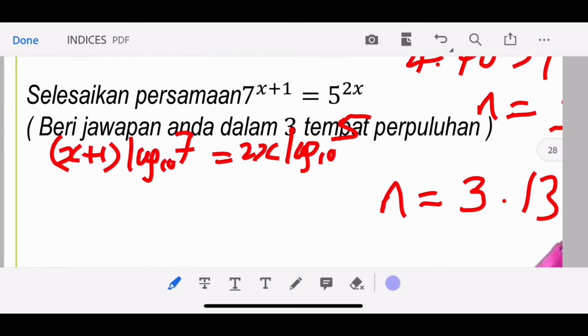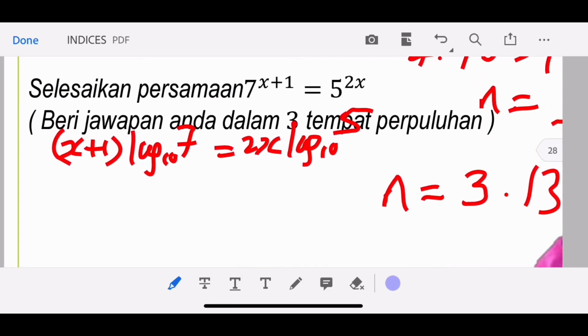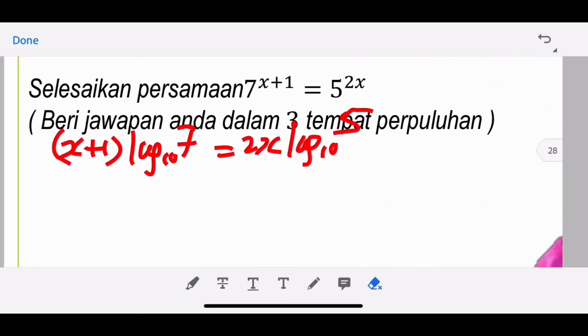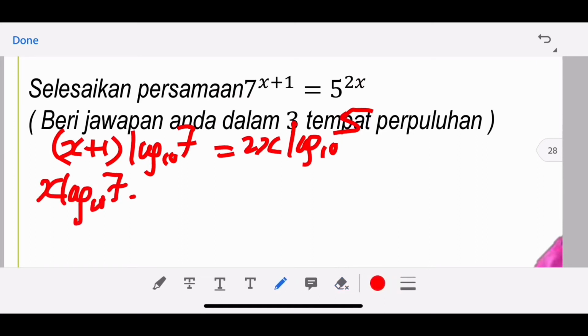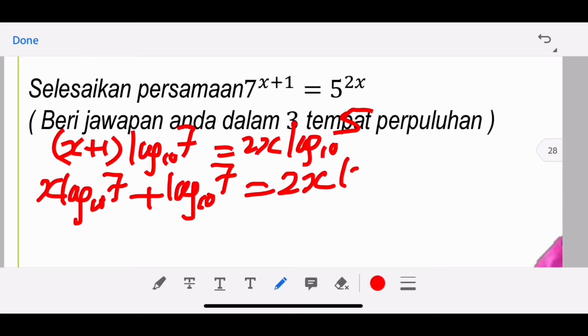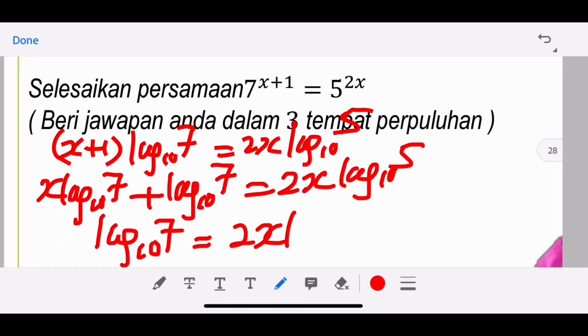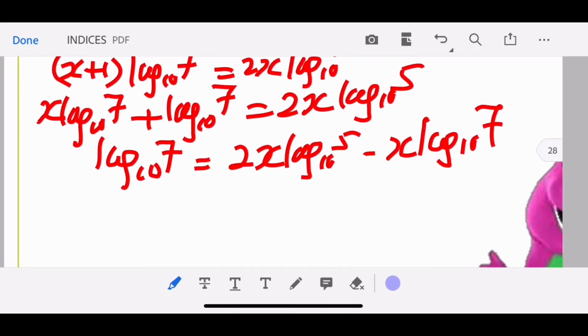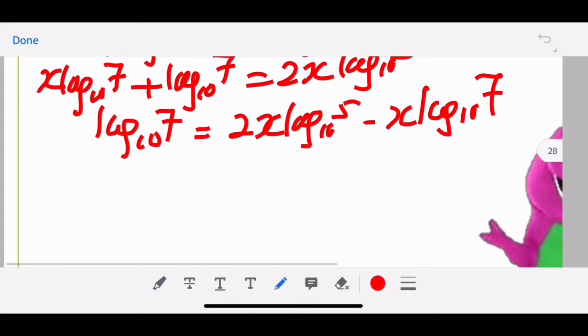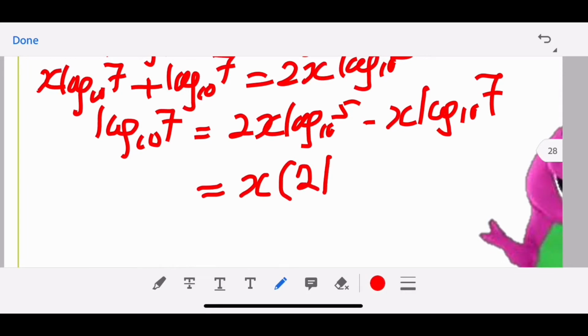So either you want to expand or you want to divide, up to you. I think we can expand like this: x times log 10 7 plus log 10 7 equals 2x log 10 5. That is how you do it in order to get the accurate answer. So we will accumulate all the log 10 5 and log 10 7 with the x to one side, and the one with log 10 7 alone at the left hand side. Then you have to factorize your x because you need to solve the x. So that's how I do.